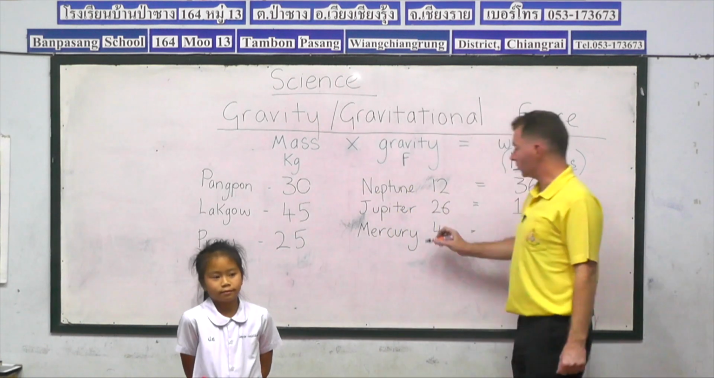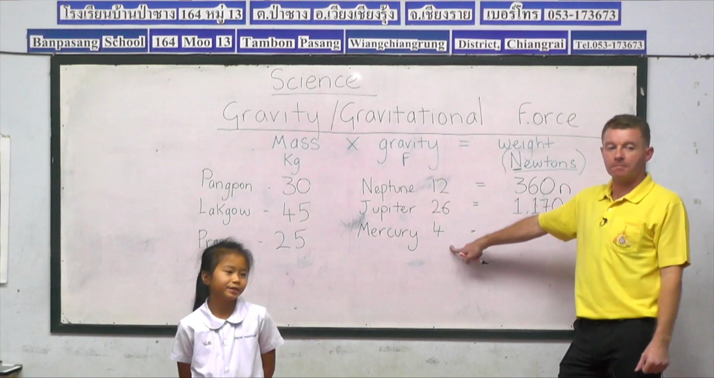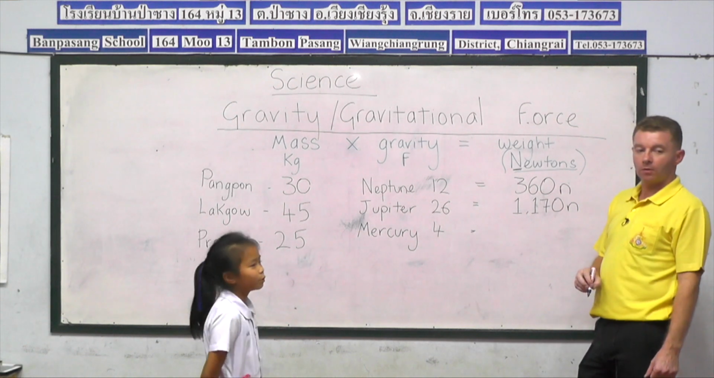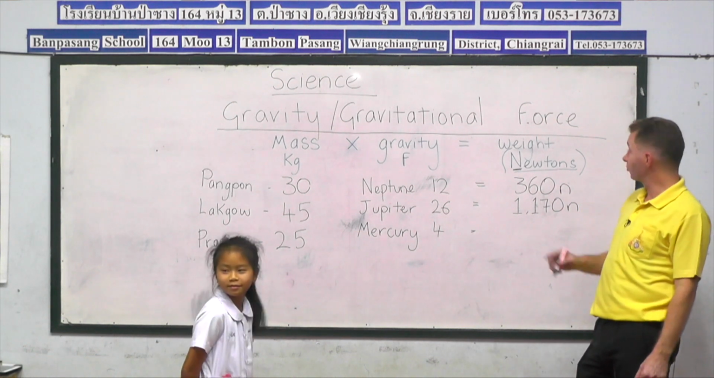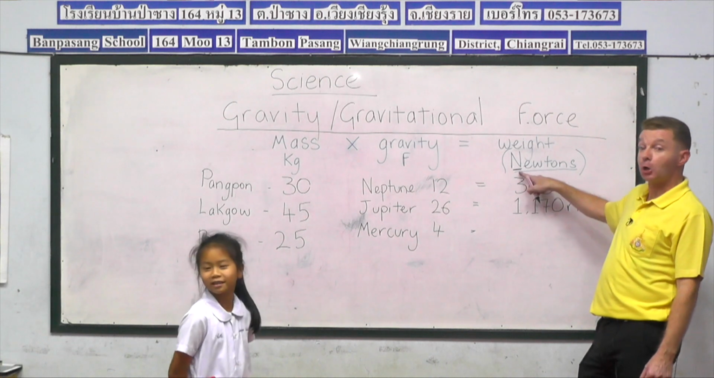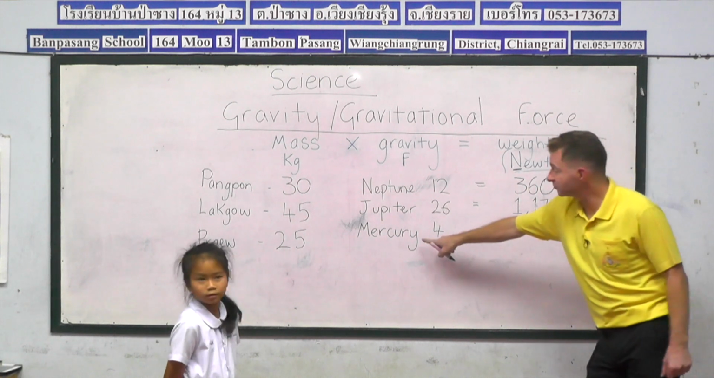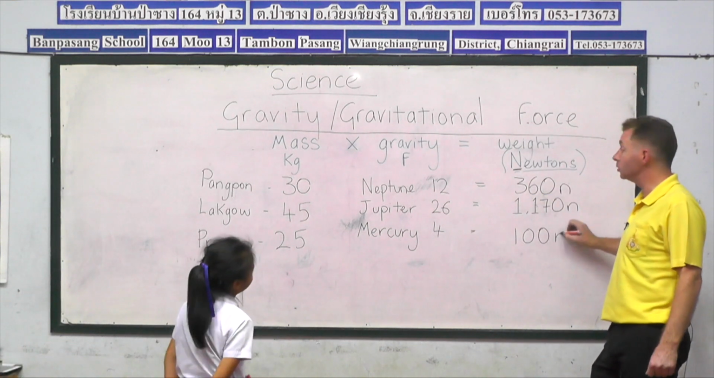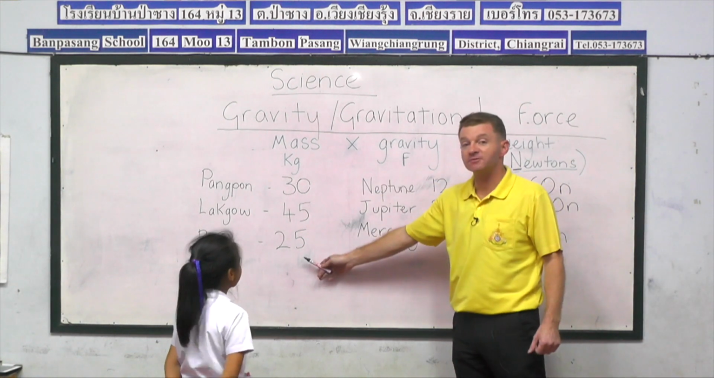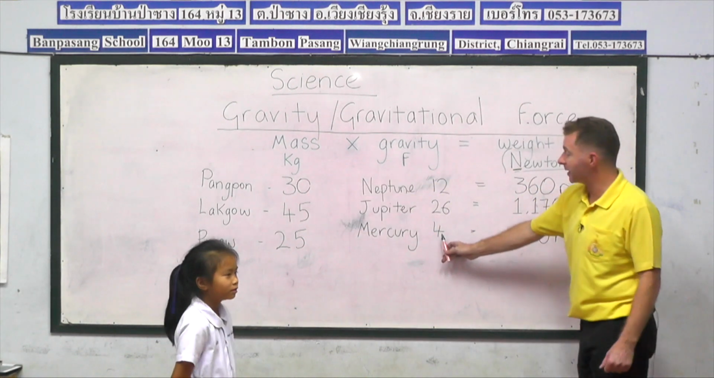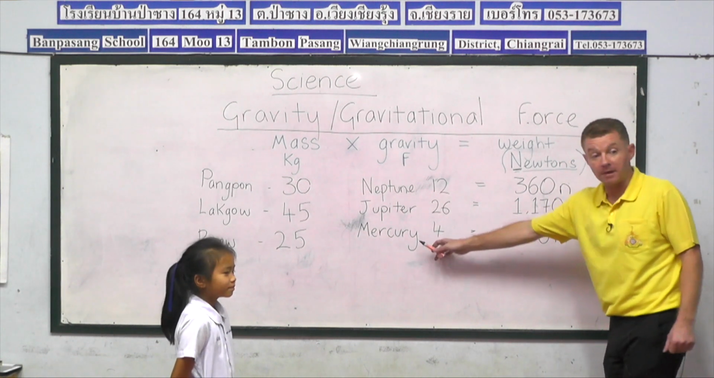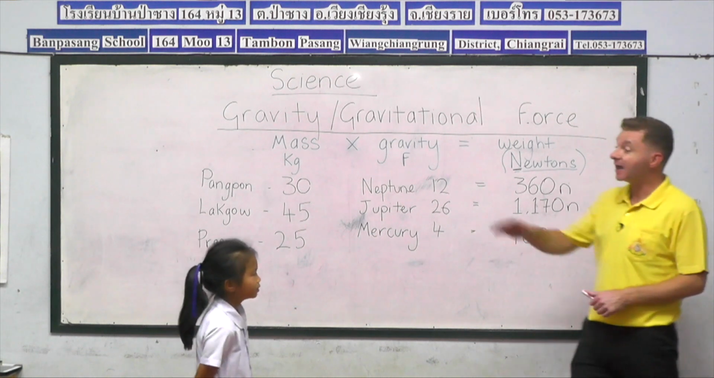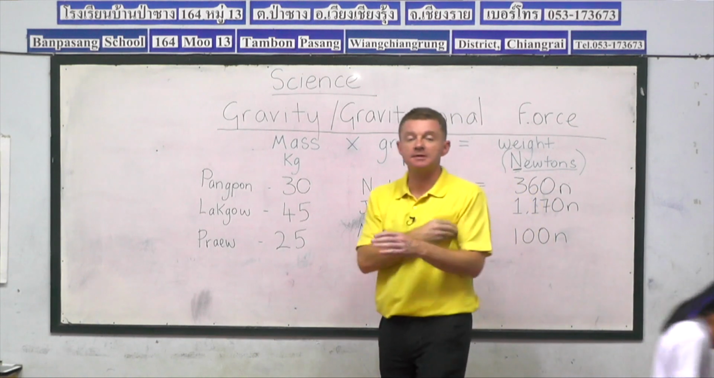Okay, so if the gravitational force on Mercury is 4, we have to go 25 times 4. 100 newtons. Prel's weight on the planet Mercury would be 100 newtons, because 25 kilograms of mass on planet Earth times by a gravitational force of 4 on Mercury means 100 newtons. Prel, that was excellent. High five and a big round of applause for Prel, please, guys.